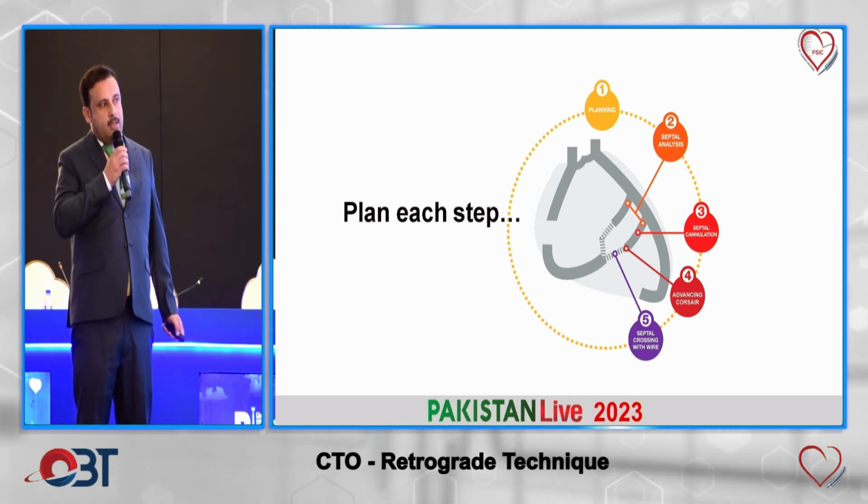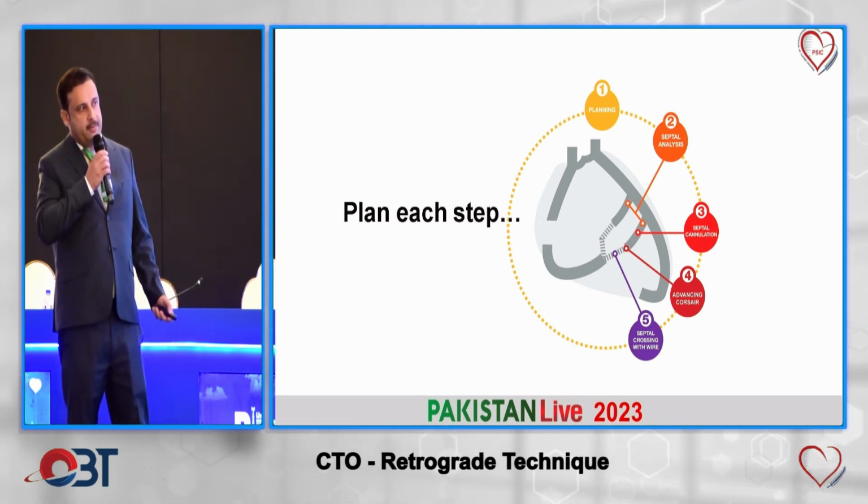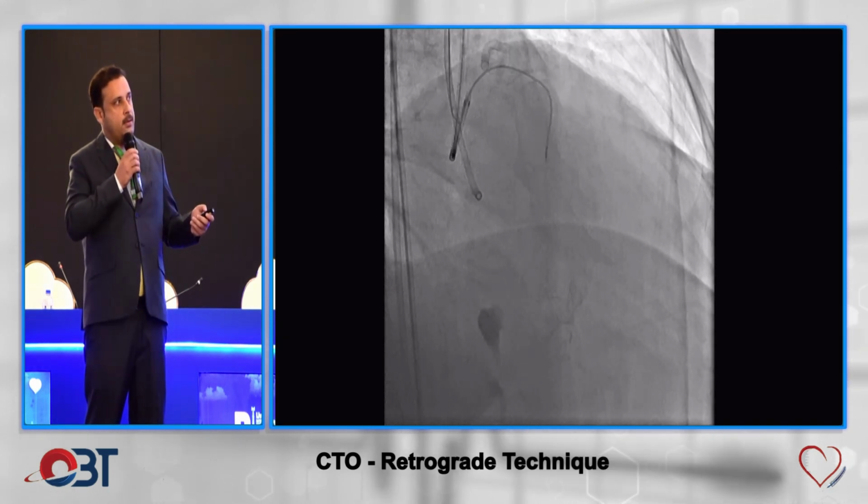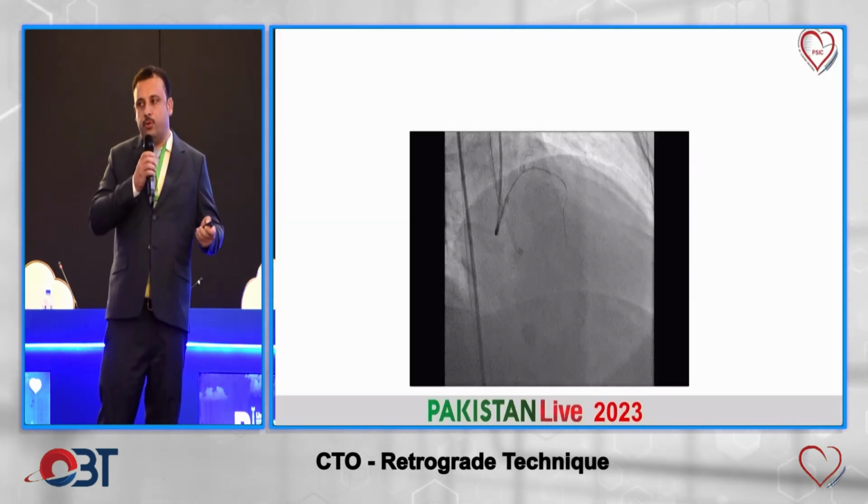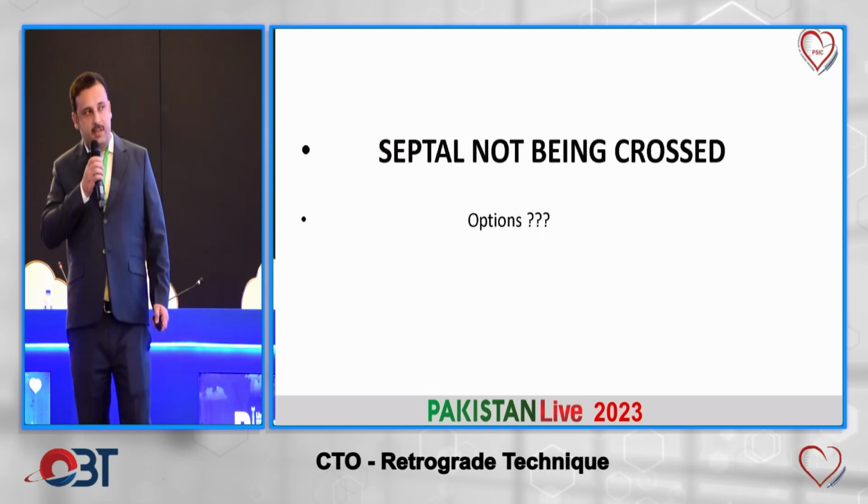Now the next thing is septal crossing with wire. There are two ways in which we can cross a wire across the septum.